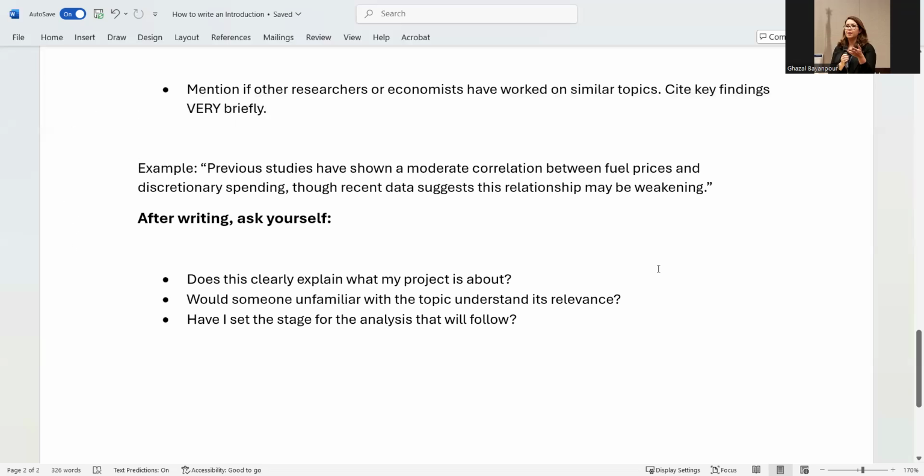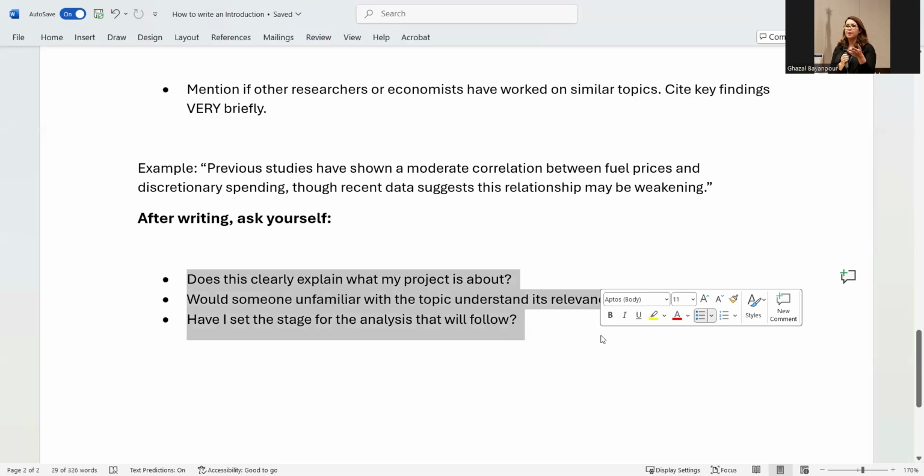Again, read my examples also here. I hope that you find it helpful. And I actually tried to give you a little bit of a checklist at the end. So when you are done with your introduction, you can answer these three questions. Read your intro and see if you answer these three questions or not.